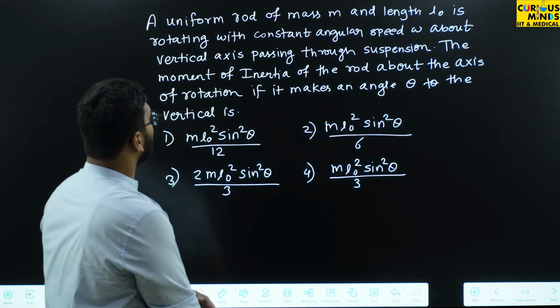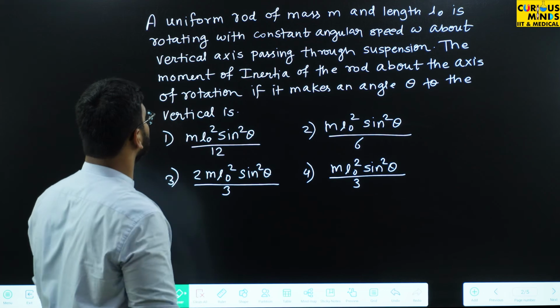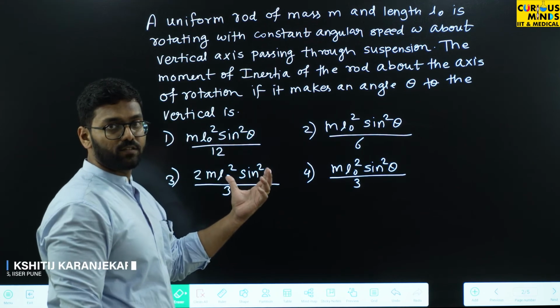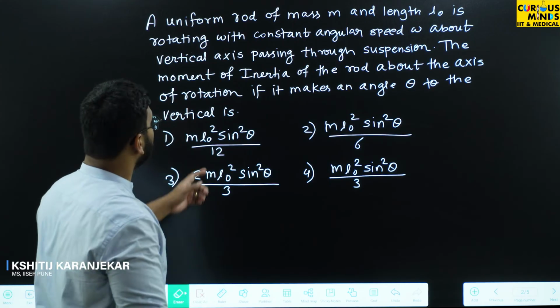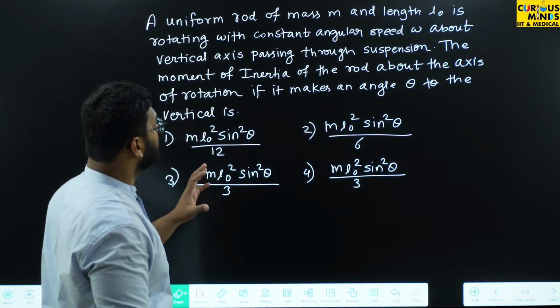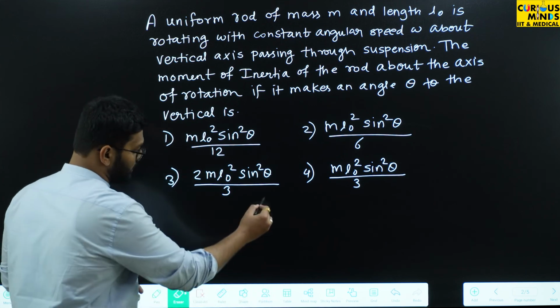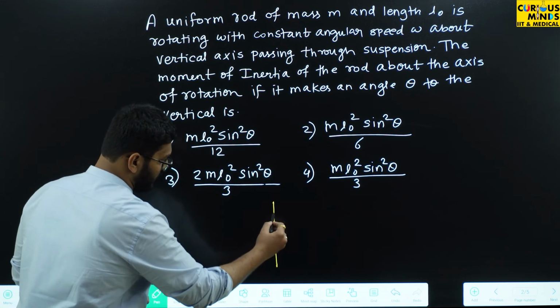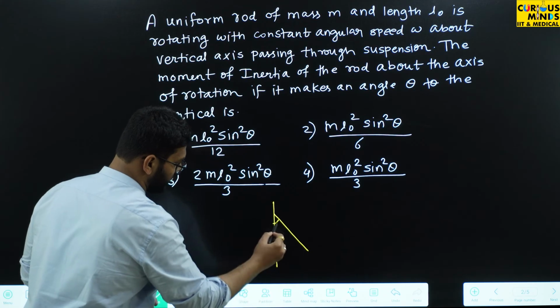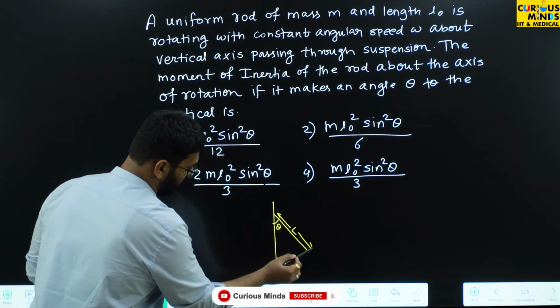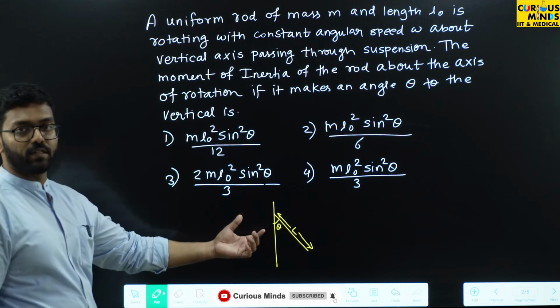We have a uniform rod of mass m and length L0 rotating with a constant angular speed omega about a vertical axis passing through the suspension. What is the moment of inertia of the rod about the axis of rotation if it makes an angle theta to the vertical? Suppose this is our vertical, and this rod is making an angle theta with the vertical like this. Let's say the length of the rod is L. Then what will be the moment of inertia?